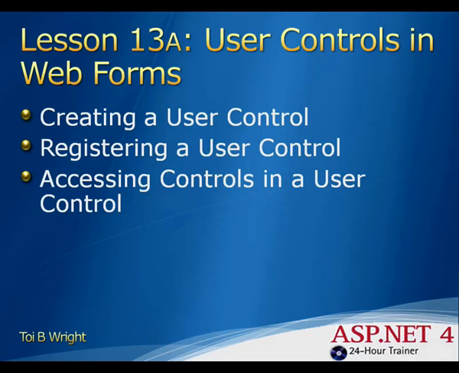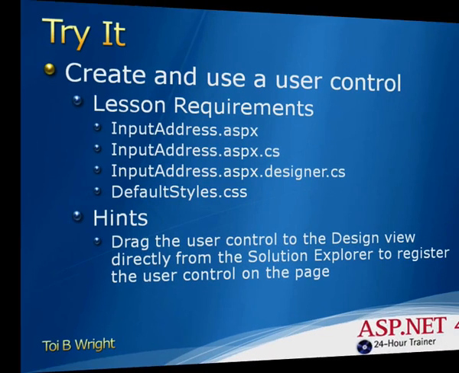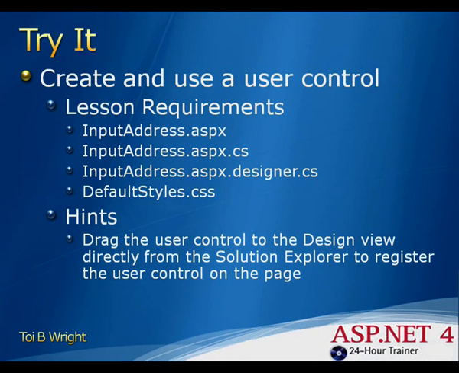You can use the find control method to access a control that is on the user control. But it is a better practice to actually expose the attributes of the controls by using a property. In this lesson, you create and use a user control.